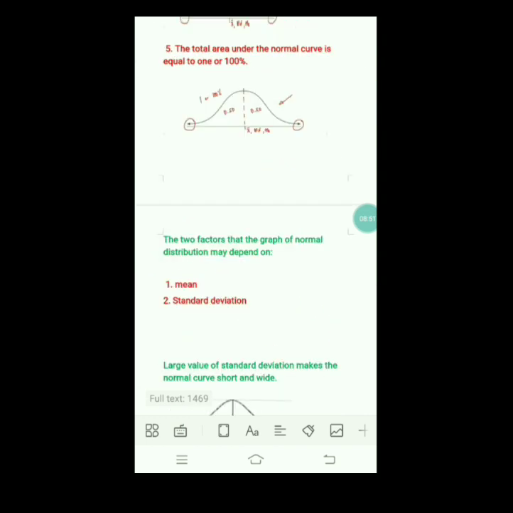Moving on to number 5, the total area under the normal curve is equal to 1 or 100%.